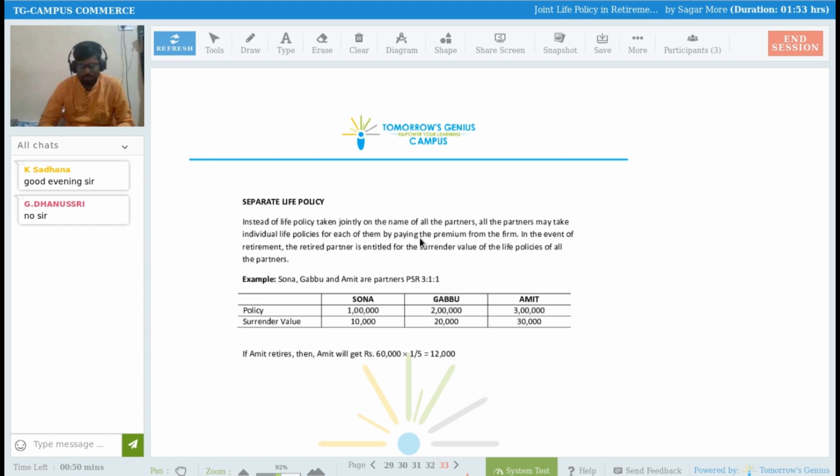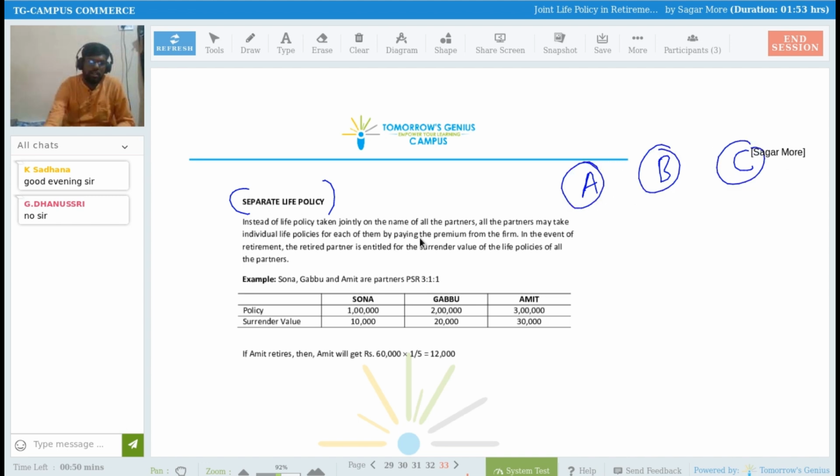Okay, as we completed joint life policy, the next is separate life policy. So what does it mean? There are 3 partners A, B and C, and they are taking policy on their lives individually and separately. It is known as separate life policy, right? And for separate life policy, we have to see which accounting we have to do.